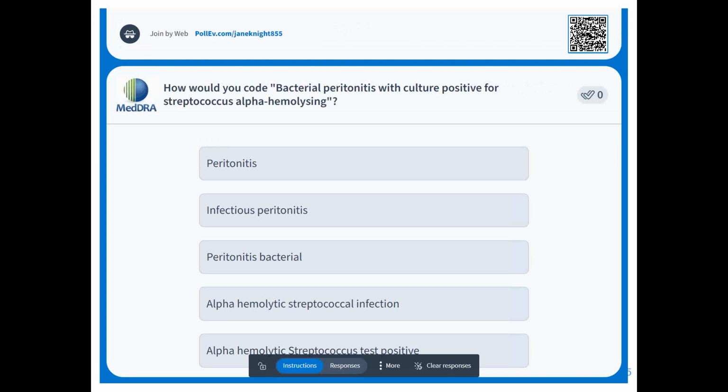Again, how would you approach this verbatim? Would you select LLT peritonitis, infectious peritonitis, peritonitis bacterial, alpha-hemolytic streptococcal infection, or alpha-hemolytic streptococcus test positive? What would you do? Would you split code? Would you just select one of these LLTs? What would you do?